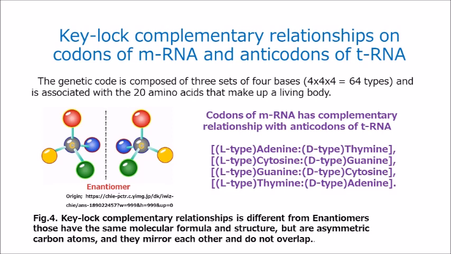The genetic code is composed of 3 sets of 4 bases. 4 times 4 times 4 equals 64 types, and is associated with the 20 amino acids that make up a living body. Key-lock complementary relationships are different from enantiomers, as those have the same molecular formula and structure, but have asymmetric carbon atoms, and they mirror each other and do not overlap.